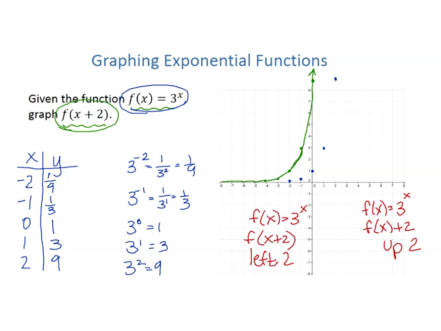All right, so remember, when it looks like this, that's a move up or down. Up if it's positive, down if it's negative. When it looks like this, that means that we're adding or subtracting from the exponent, and that's going to be a move either left or right.